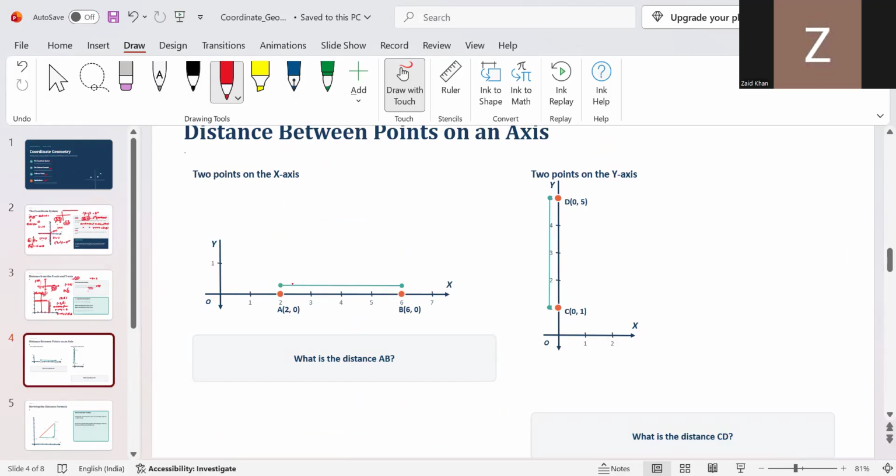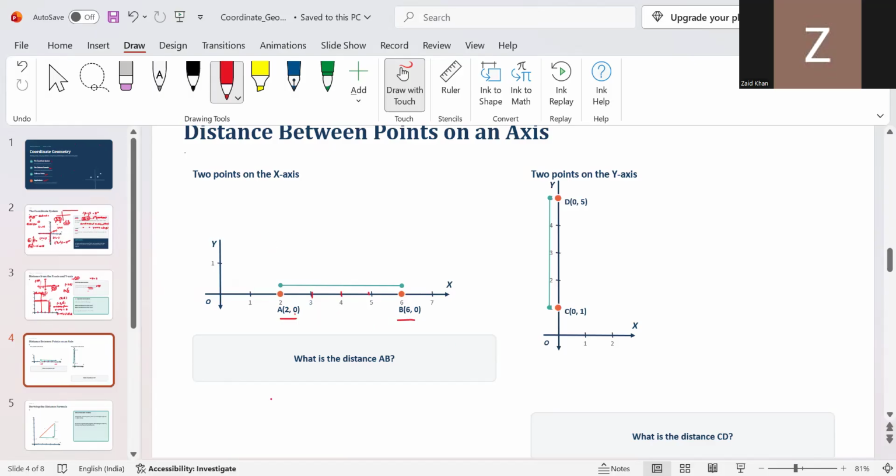One is the distance between 2 points which lie on the x-axis, and the other is the distance between 2 points which lie on the y-axis. See, if we need to find the distance between 2 points and they both lie on the x-axis, how would you recognize that? Because the y coordinate is 0. So how would you find the distance? The better way is you can count 1, 2, 3, 4. The distance is 4. But if this distance is very huge, then how would you find it?